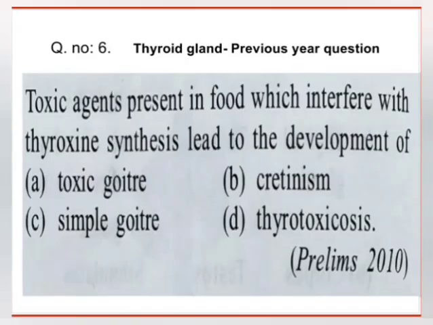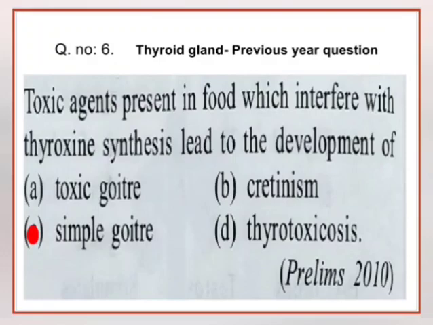Preliminary exam 2010, question number 6. The toxic agent present in food which interferes with thyroxine synthesis leads to the development of option A, toxic goiter, option B, cretinism, option C, simple goiter, option D, thyrotoxicosis. The correct answer is option C, simple goiter.